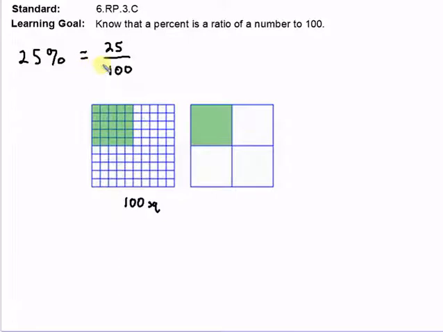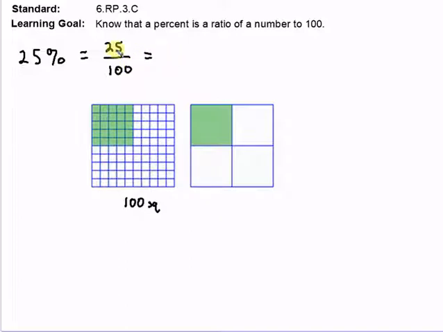Also, we talked about how fractions are kind of like proportions. So we can see that 25% can also be expressed as a ratio or fraction, 25 over 100. It can also be represented as a decimal.